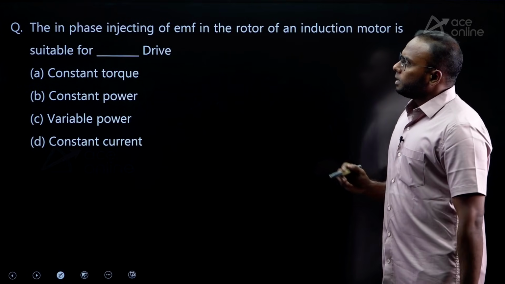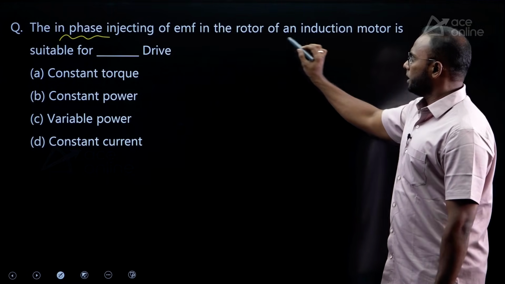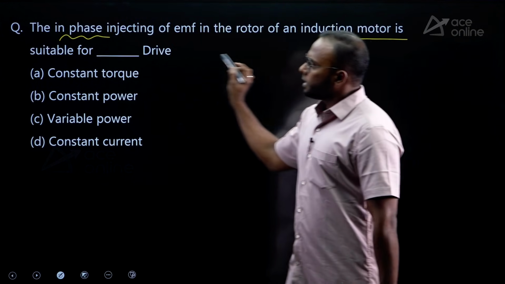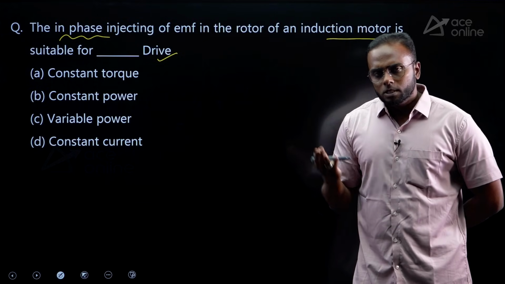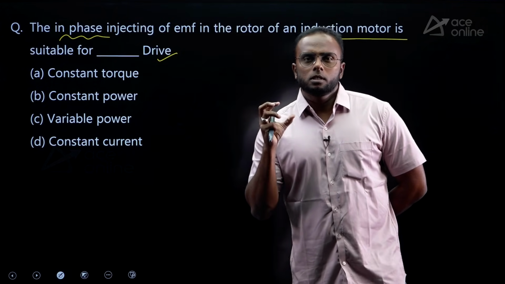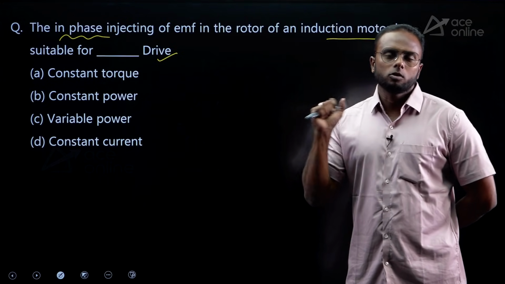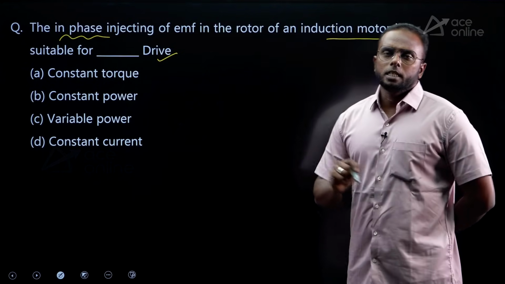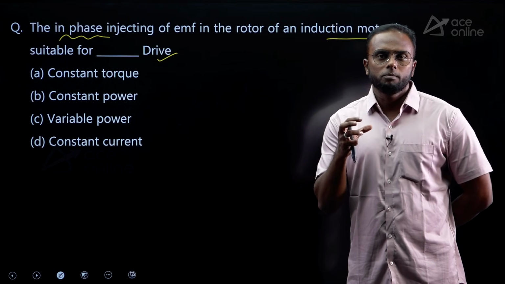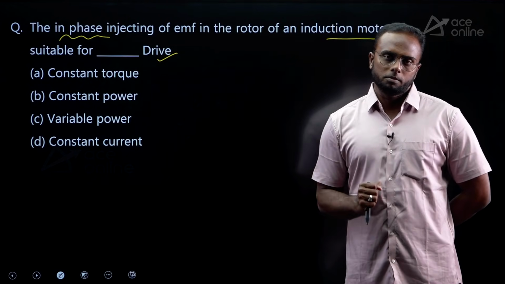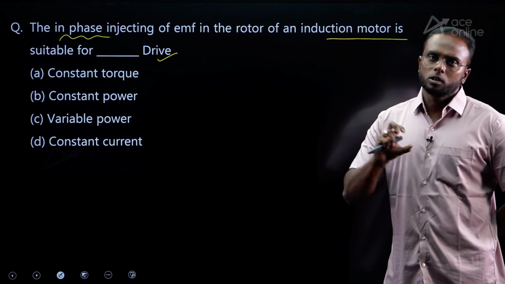Next. The in-phase injecting of EMF in the rotor of an induction motor is suitable for dash type of drive. One of the speed control methods for induction motor we use is the EMF injecting method. We have in-phase injecting and out of phase injecting. In the in-phase injecting method, which speed do we get, first you should know that. The speed we get for in-phase is above rated speed, okay, high speeds we get. If you want to reduce the speed, then we go with out of phase injecting.